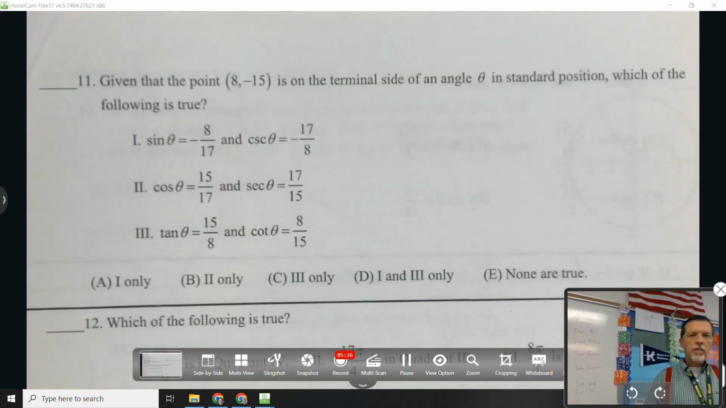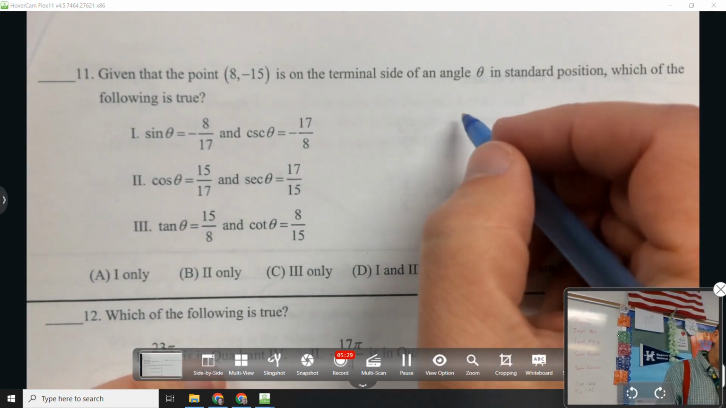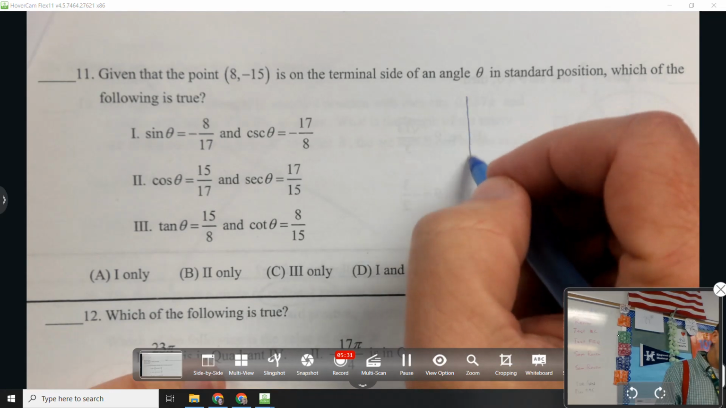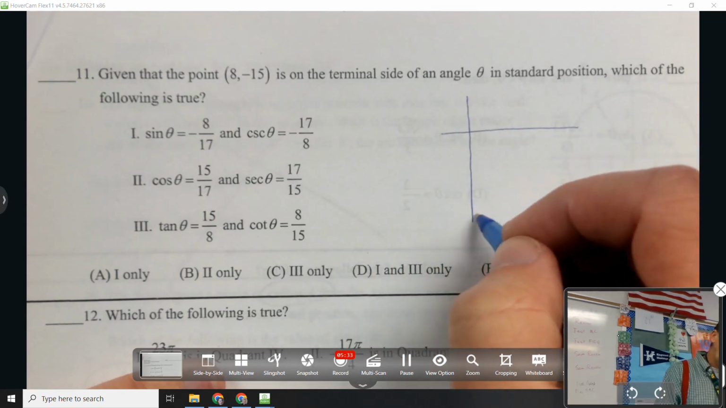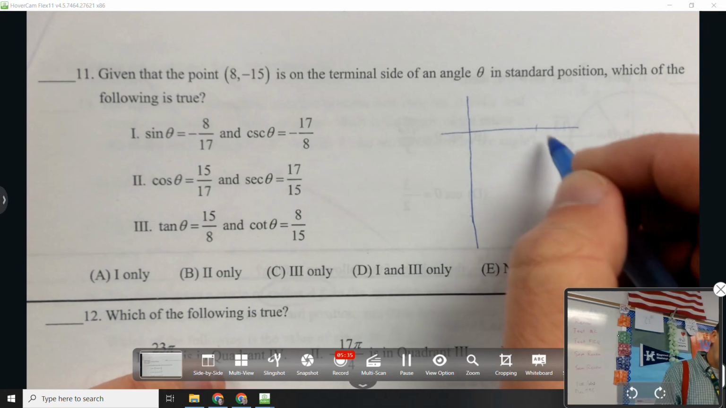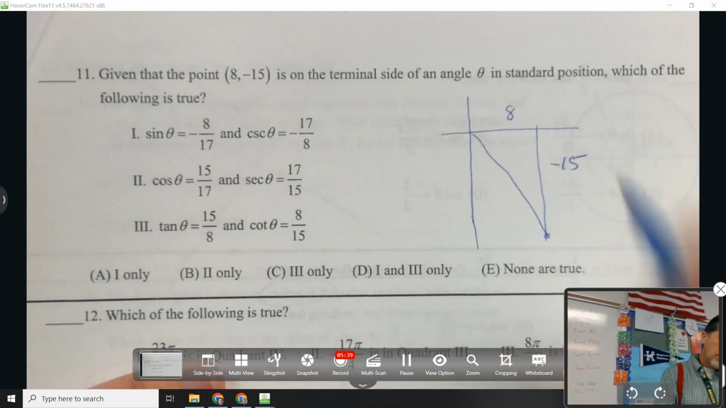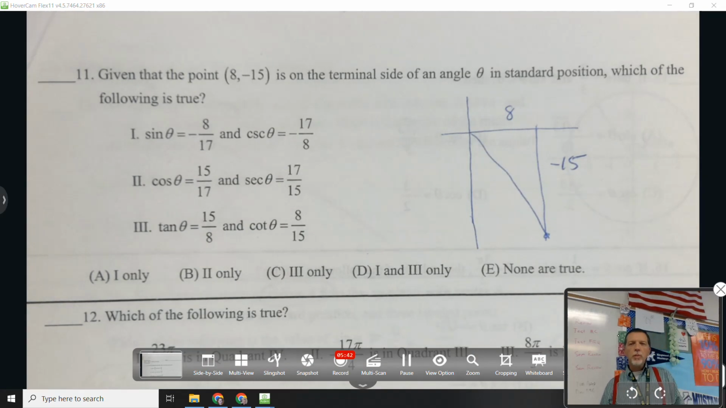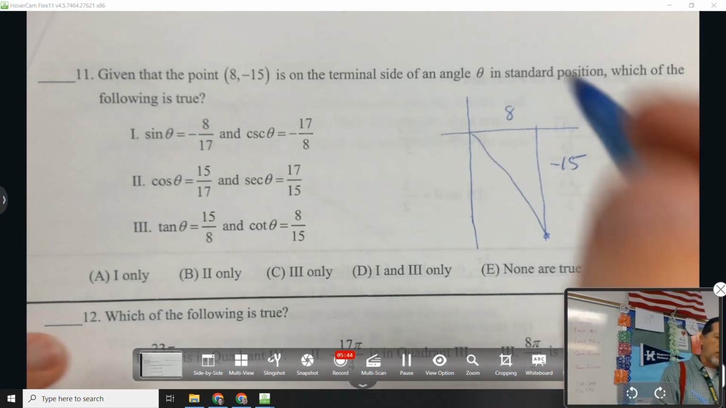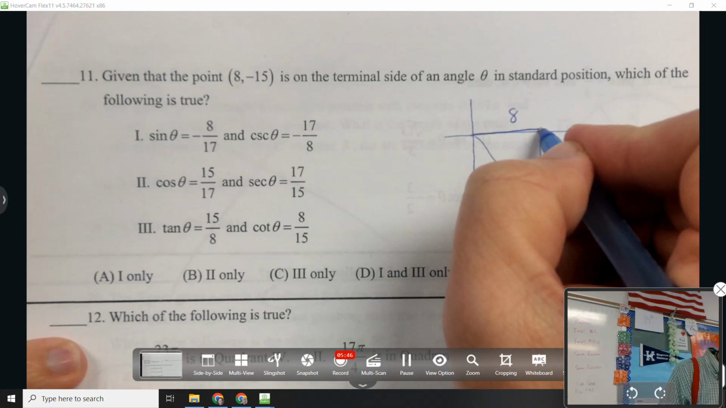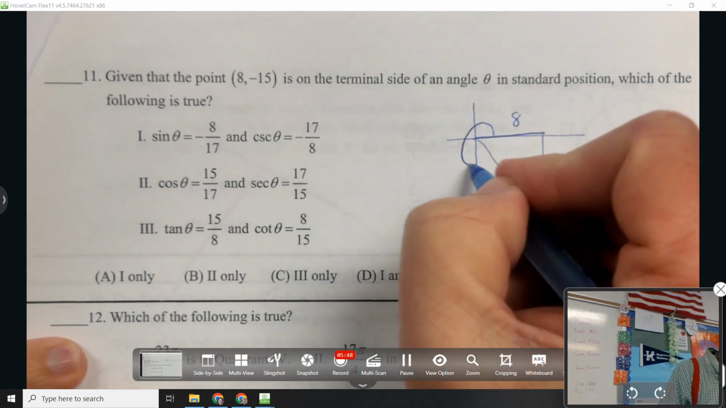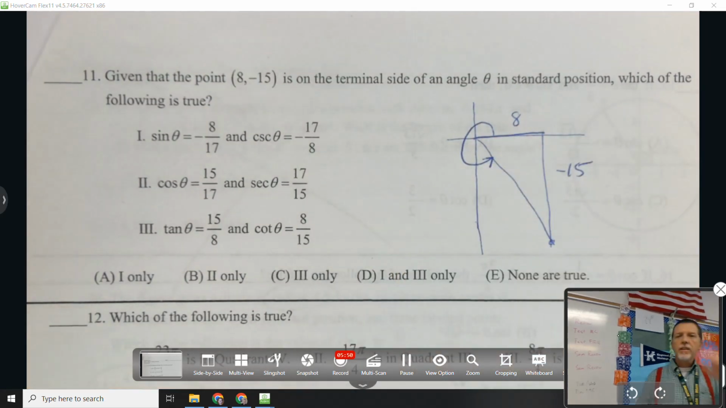Number 11. Given that the point 8, negative 15 is on the terminal side of an angle in standard position. Again, that just means that it started here on the positive x-axis and rotated around there. Which of the following is true?